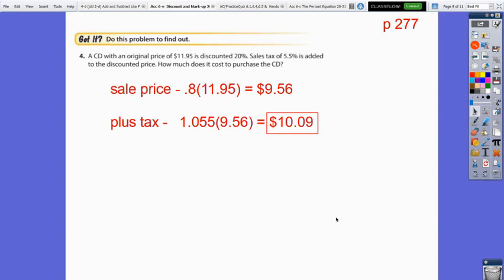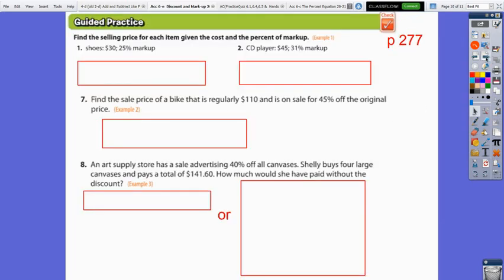All right. So markup, discount, finding the original price if they give you the percent of discount or markup, and then multiple step problems. This is all really review of the last topic, just some specific applications. And of course, we just talked about this new one-step method for doing them. So let's take a look at a couple of these, see how you do on them, these few guided practice problems.